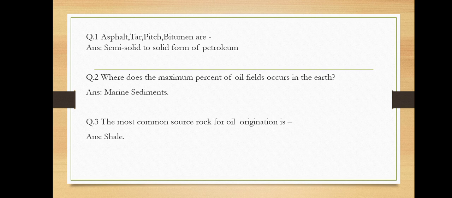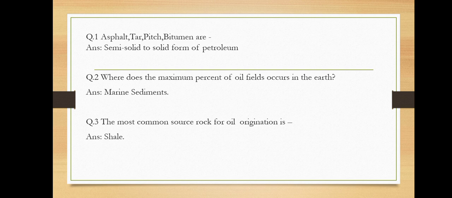Question number 2. Where does the maximum percent of oil fields occur in the earth? Answer is marine sediments. As most of the oil producing organisms in the ancient earth conditions used to thrive in the marine environments. This is the reason why we get most of the oil fields in marine sedimentary rocks itself.